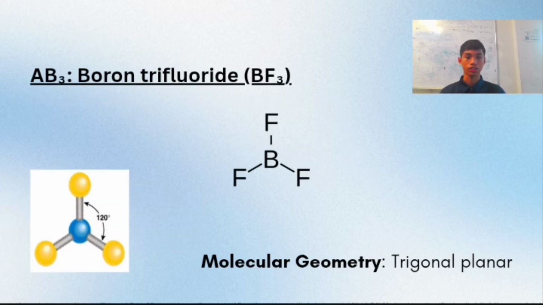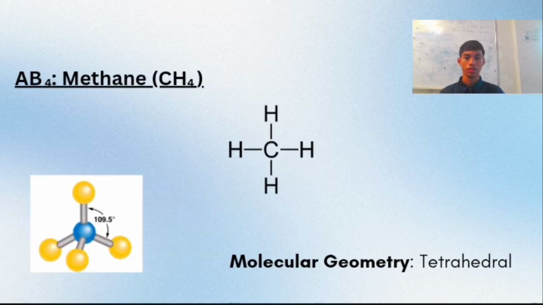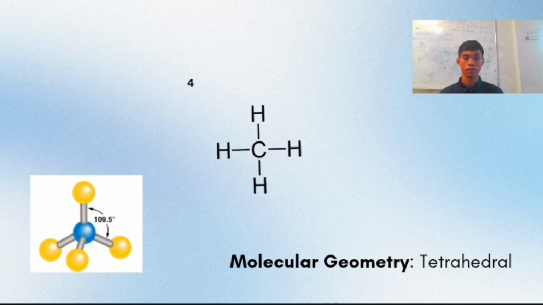Next, we got AB3, boron trifluoride. The bond angle is 120 degrees. The molecular geometry is trigonal planar. Next, we got AB4, methane. The bond angle is 109.5 degrees. The molecular geometry is tetrahedral.